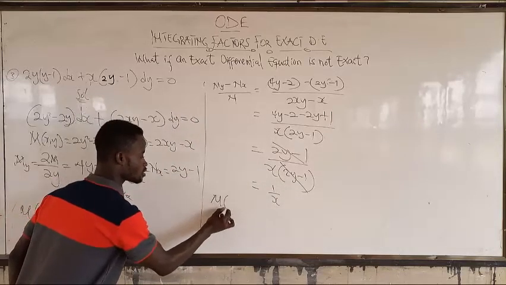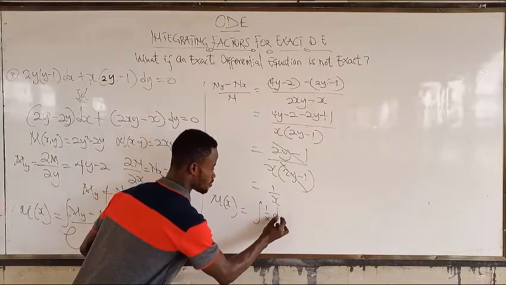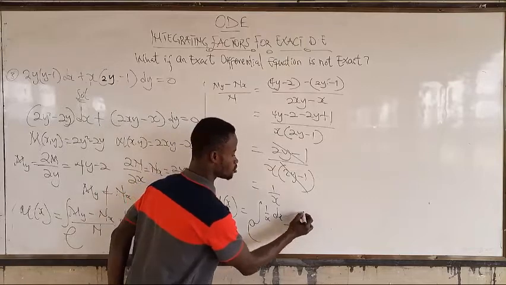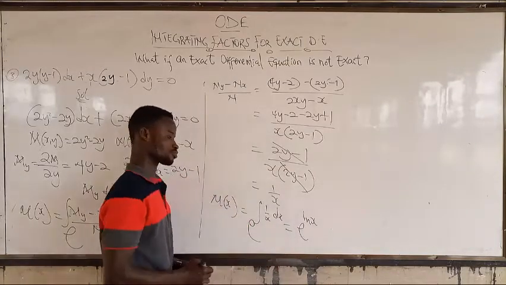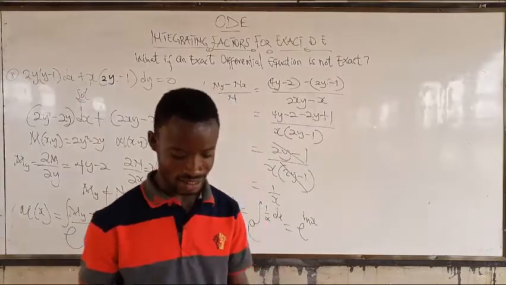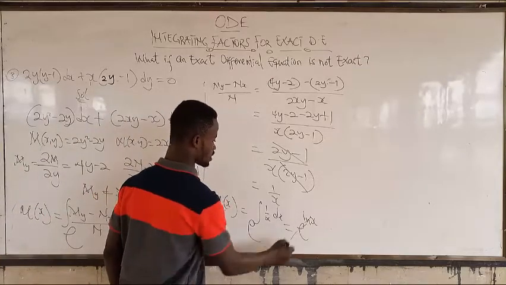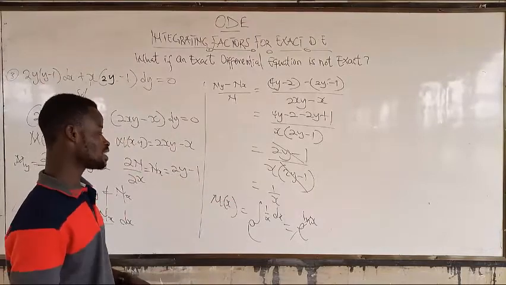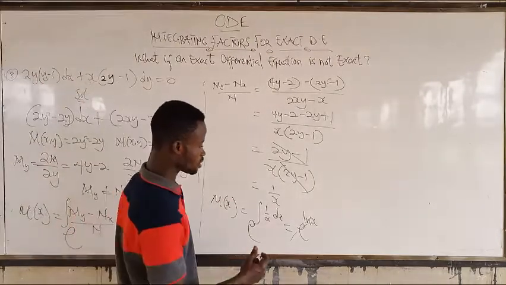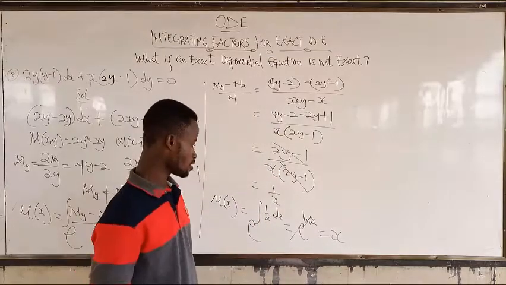So we now have that our integrating factor is going to be e raised to the power of the integral of 1 over x dx. Very good. Now, when you integrate 1 over x with respect to x, you get ln x. And you know perfectly that e and ln will cancel. So we are going to be left with x. Therefore, the integrating factor is going to be x.